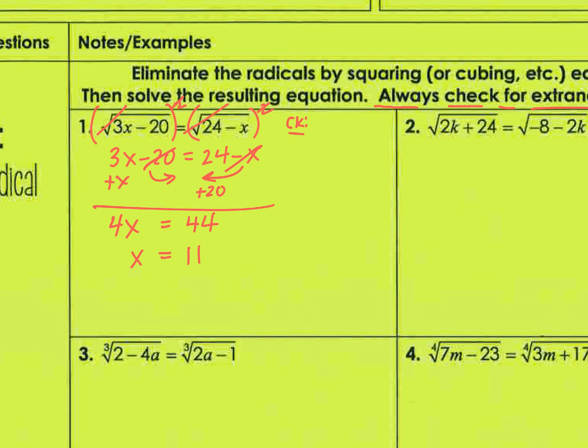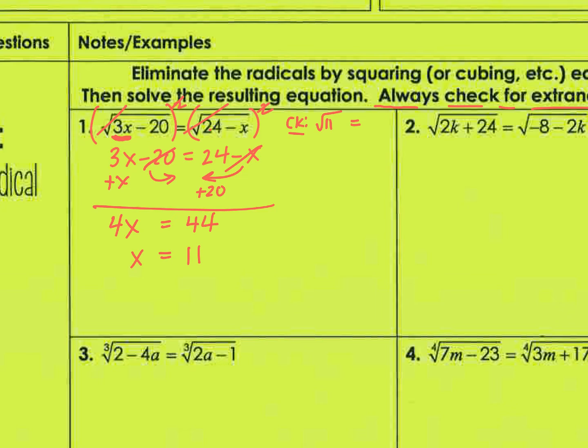Guys, what we have to do is we have to look and see. You can sometimes visually, what we're trying to make sure of is we don't end with a negative under the radical, right? So if we do 3 times 11, that's 33. 33 minus 20 is a positive number. So we check it, we end up with positive 13 on one side.